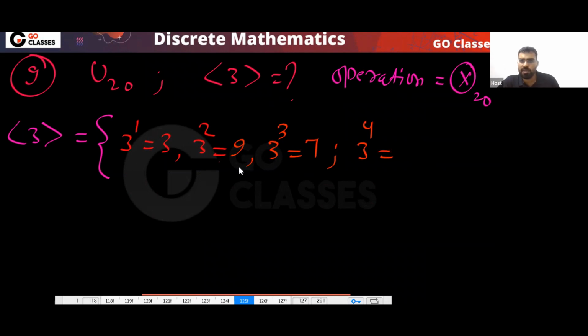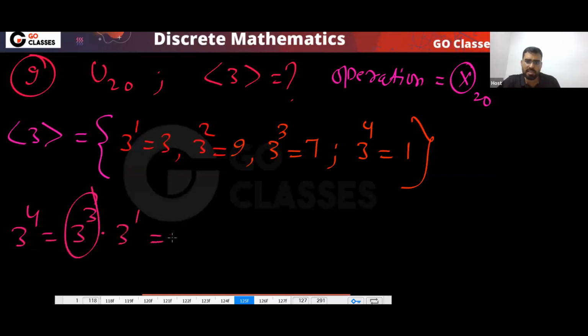3 power 4. That will be 1, right? Because what is 3 power 4? Don't waste time. 3 power 4 means 3 power 3 into 3 power 1. 3 power 3 is 7. Okay, so what does this mean? 21 mod 20, and that will be 1.